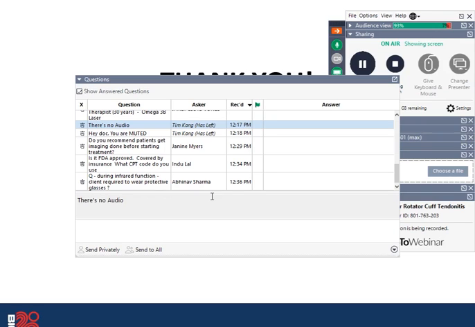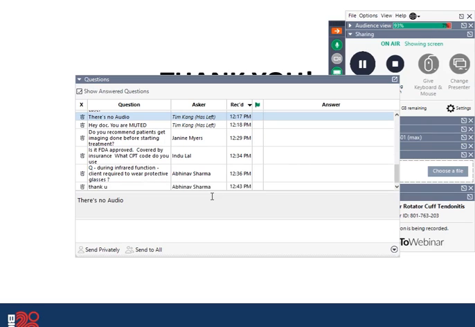A question: is it covered, is it FDA approved? Our equipment is FDA approved and Health Canada cleared and CE marked in Europe.